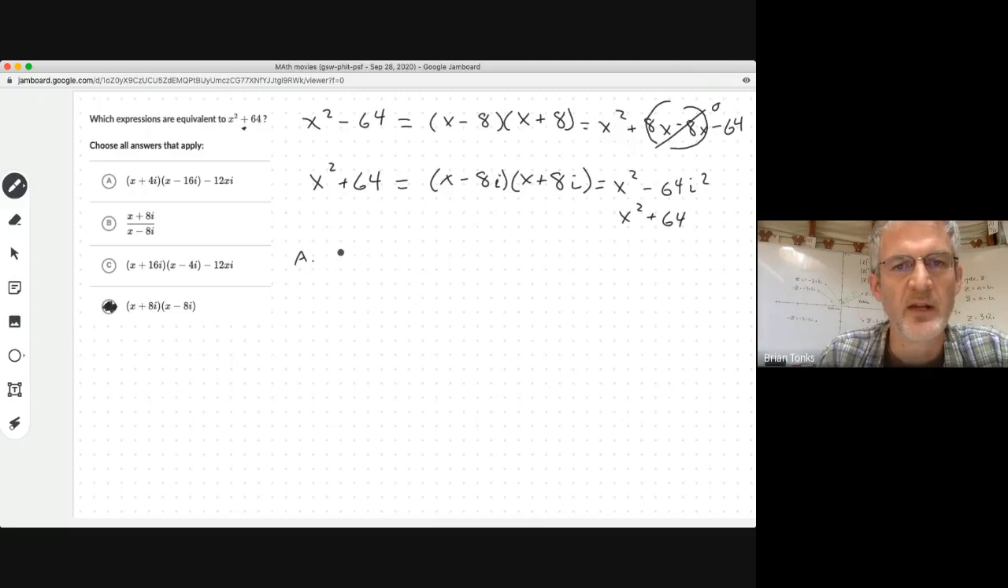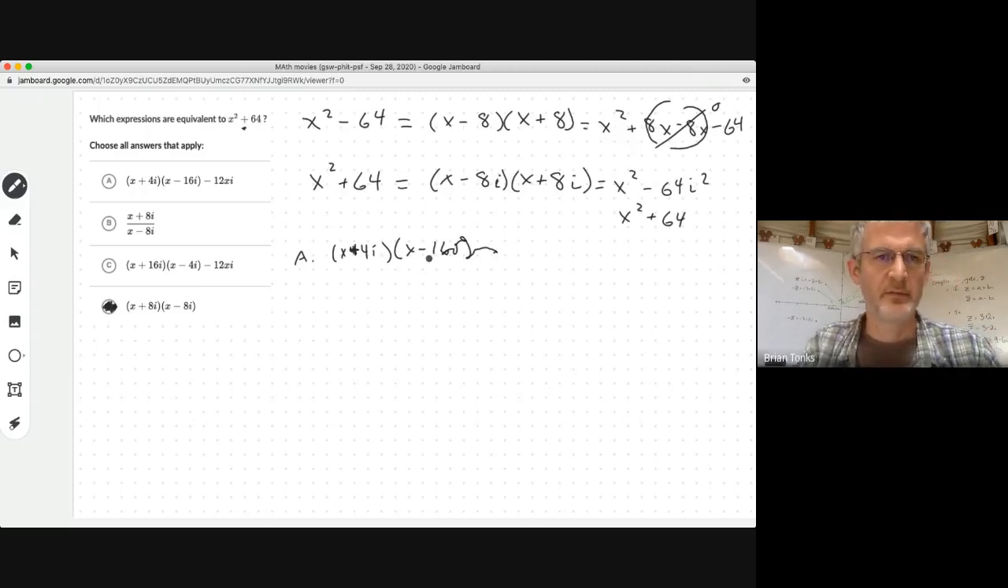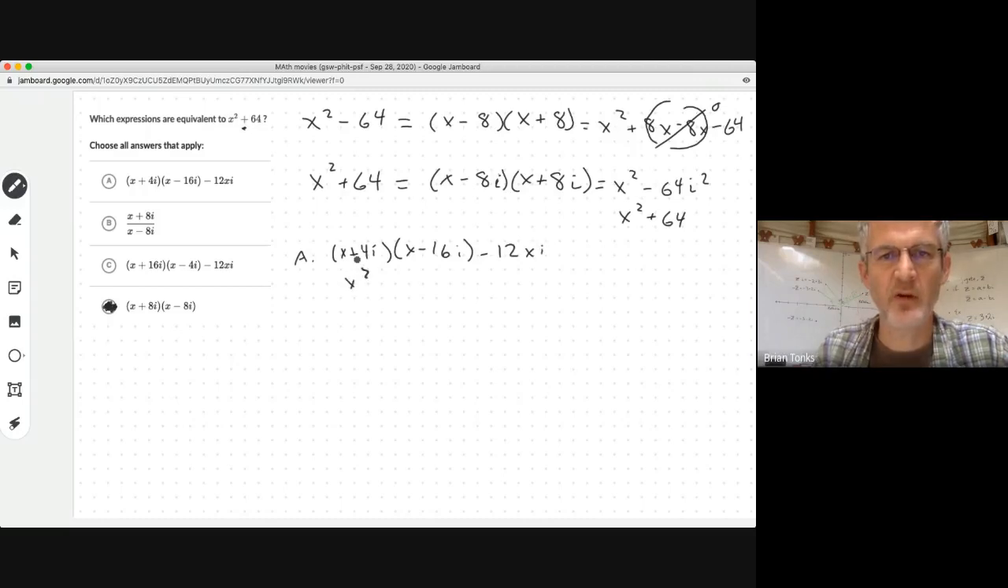So here's A, it's going to be x plus 4i. That's supposed to be a plus, started out being a 4, times x minus 16i. Let's fix this one. Okay, second try, x plus 4i, x minus 16i, and we are subtracting 12xi. If I do this, I get x squared, this times this, x minus 16, so 16xi, and we have plus 4xi, and the last gives me minus 64i squared. All right, well, I got the x squared, I've got the minus 64i squared, and then I still have minus 12xi.